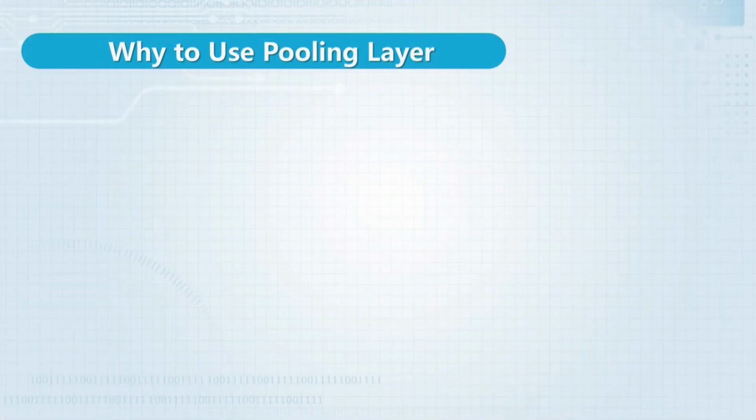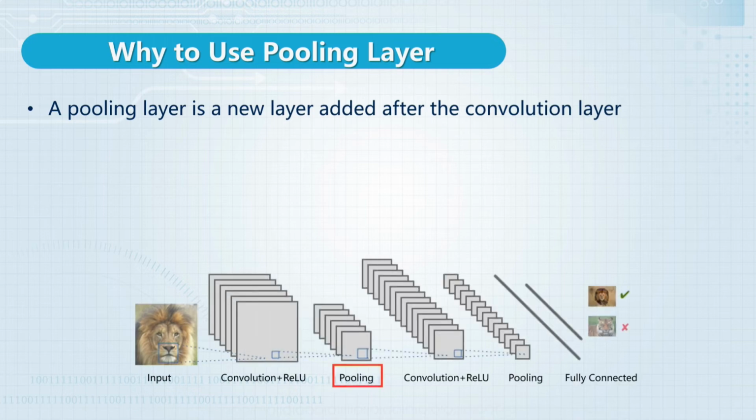Downsampling can be achieved with convolution layers by changing the stride of the convolution across the image. But a more robust and common approach is to use a pooling layer. A pooling layer is a new layer added after the convolution layer. Specifically, after a nonlinearity, commonly ReLU, has been applied to the feature maps output by a convolution layer.